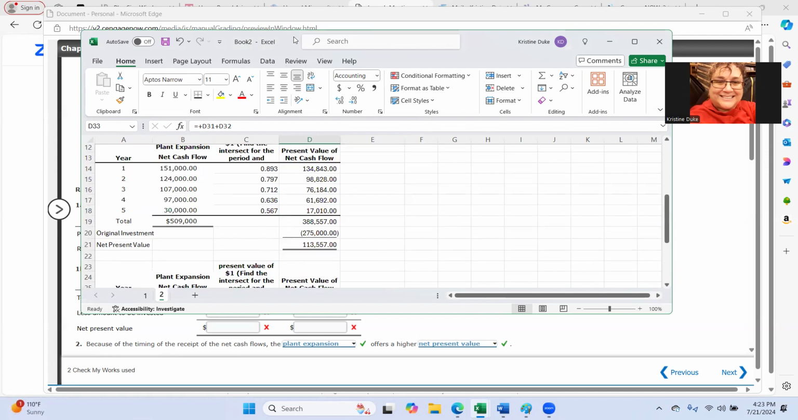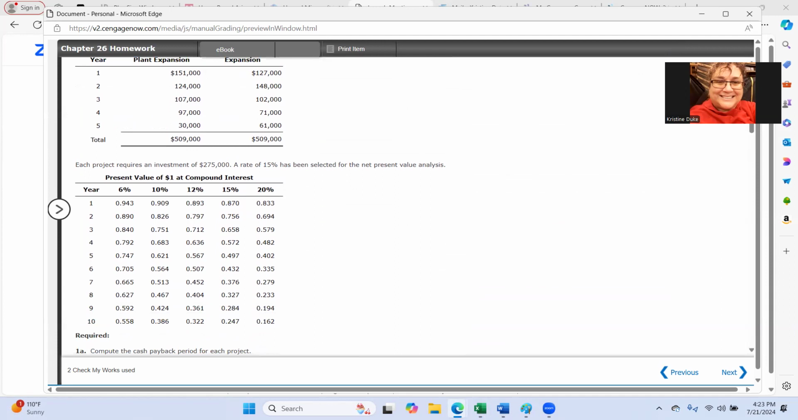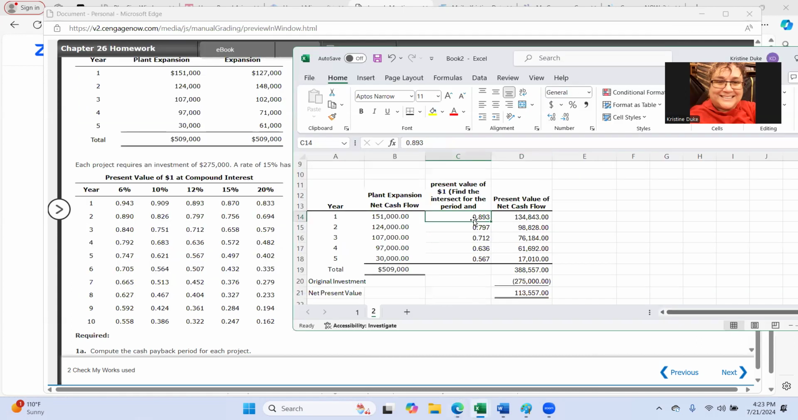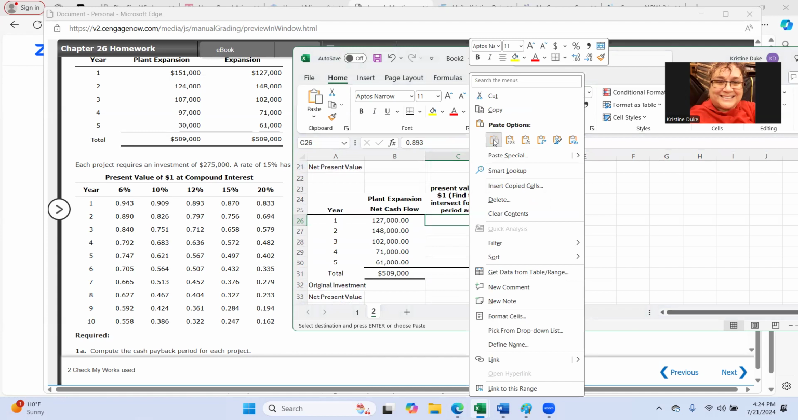So let's go ahead and get that changed. What did they say? They said it was going to be 15%. So let's grab this 15%, 0.870, and you're going to see me do something so that I can see it nice and easy, so I only have to do this one. Okay, there we go. Nice and pretty. Okay, grab that and put it in there.